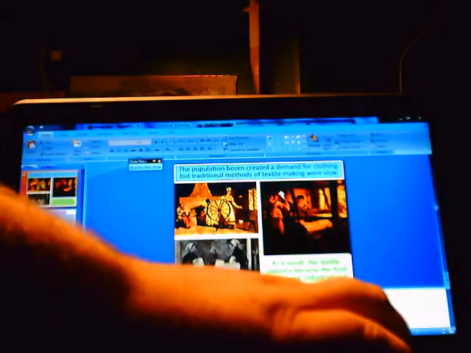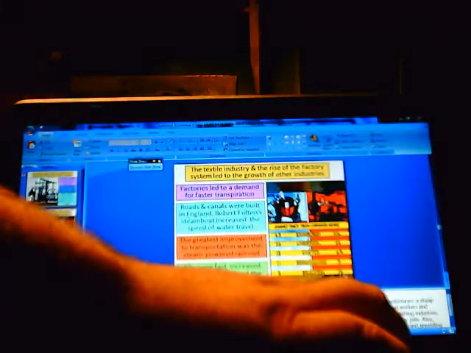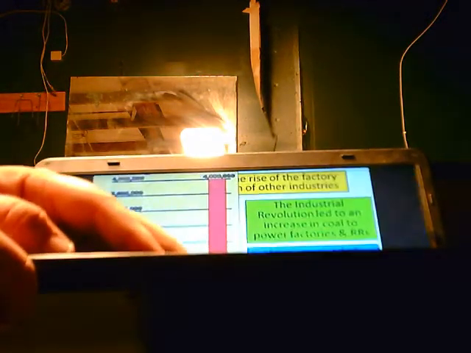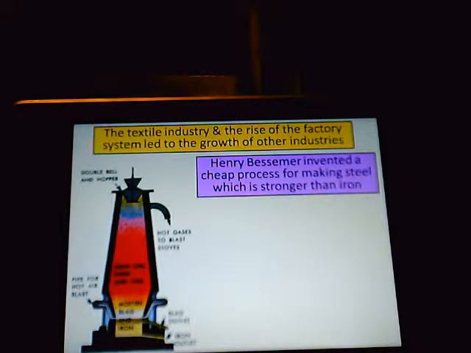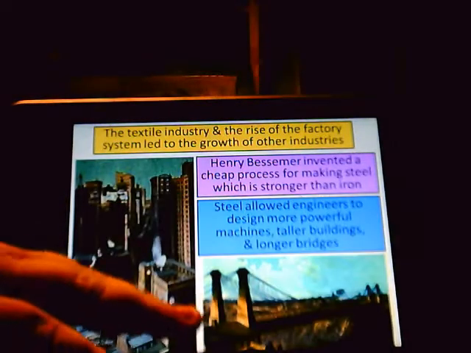Alright, let's go back to the PowerPoint. The textile industry and the rise of the factory system led to the growth of other industries. Henry Bessemer invented a cheap process for making steel, which is stronger than iron. Most of these buildings that we see still use steel today because it works. It's a great building block.